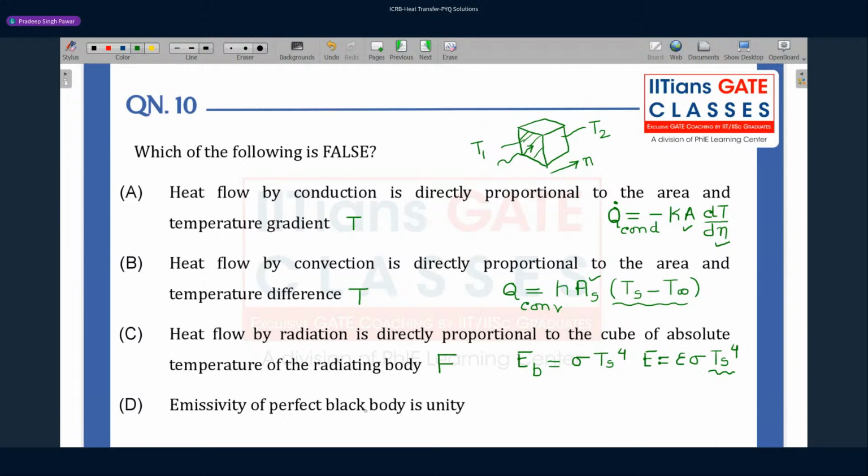The emissivity of a perfect black body is unity. Yes, it is unity, so this statement is true. The answer here is option C. Let's move to the next problem.